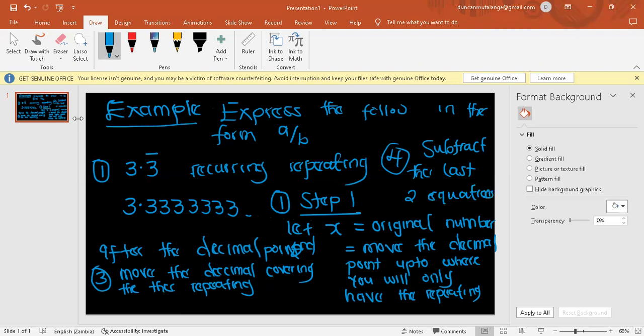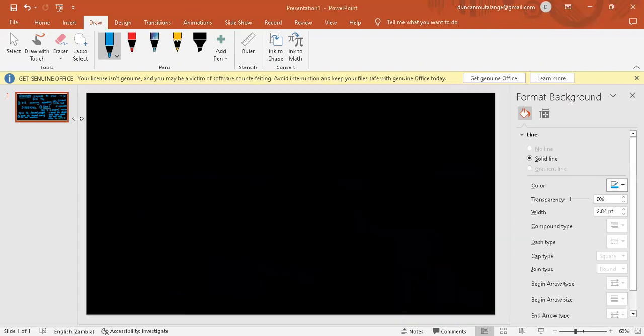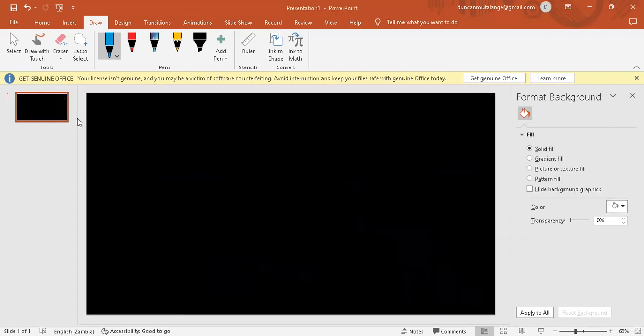All right. So the last one is subtract the last two equations, and I'll erase everything. Maybe let me begin. I think you can wrap up that question 1 because it won't have all the steps that I want us to have. So let us have our example 1 as 2.13 bar. This bar is only on the 3, so it means our 3 is the one that is repeating.